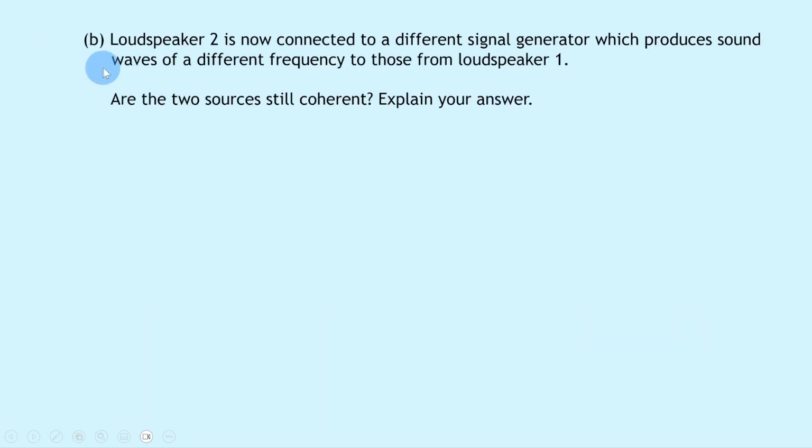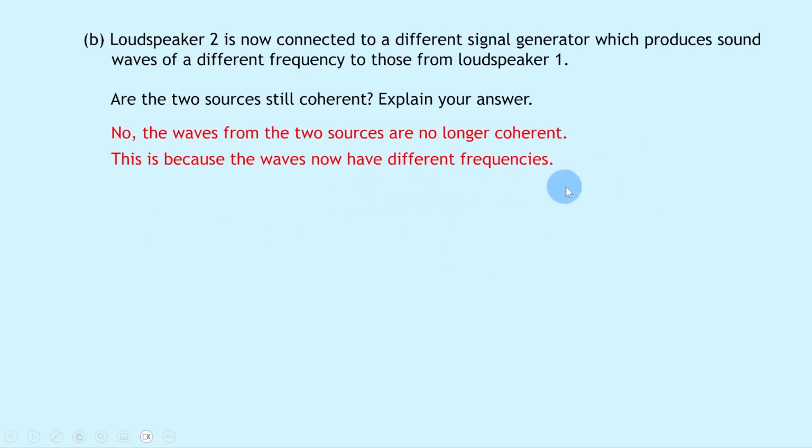Part B says loudspeaker 2 is now connected to a different signal generator which produces sound waves of a different frequency to those from loudspeaker 1. Are the 2 sources still coherent? Explain your answer. Well, our answer would be no, the waves from the 2 sources are no longer coherent. This is because the waves now have different frequencies.